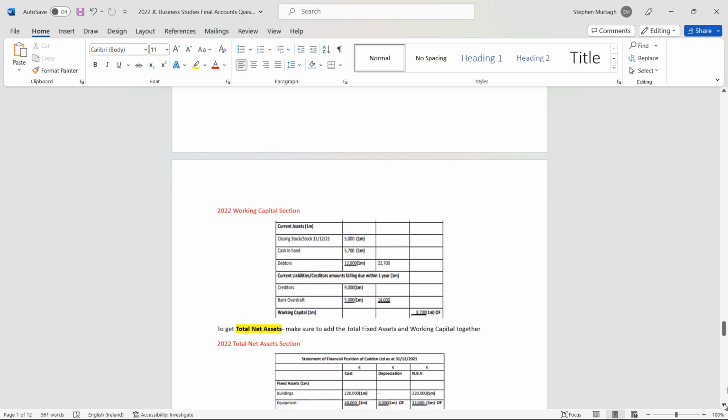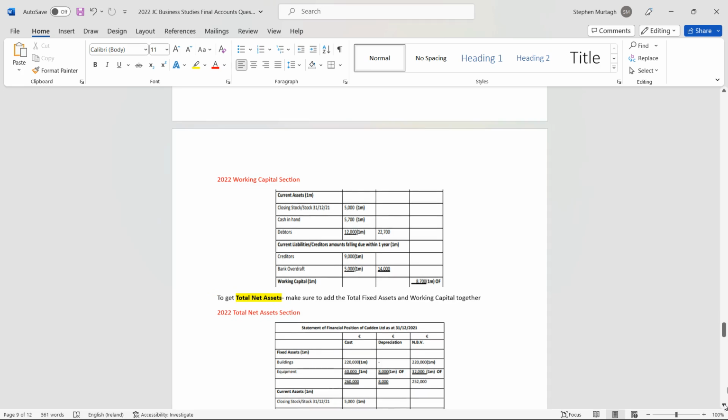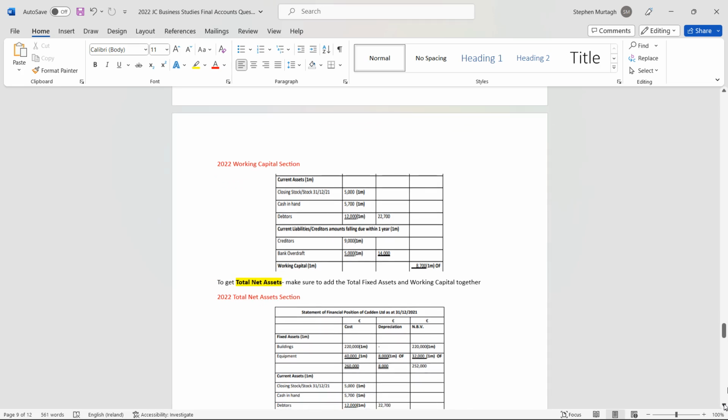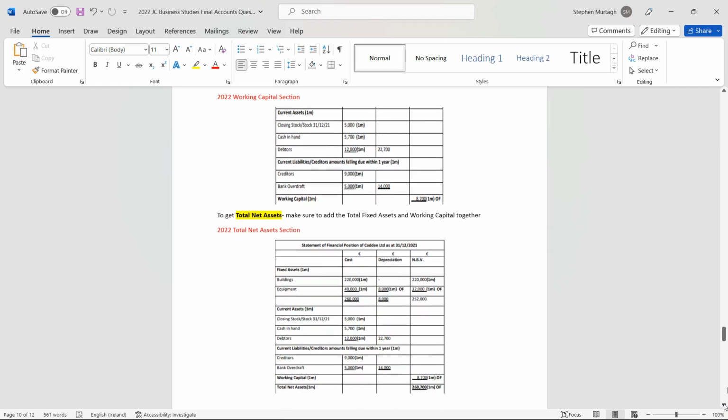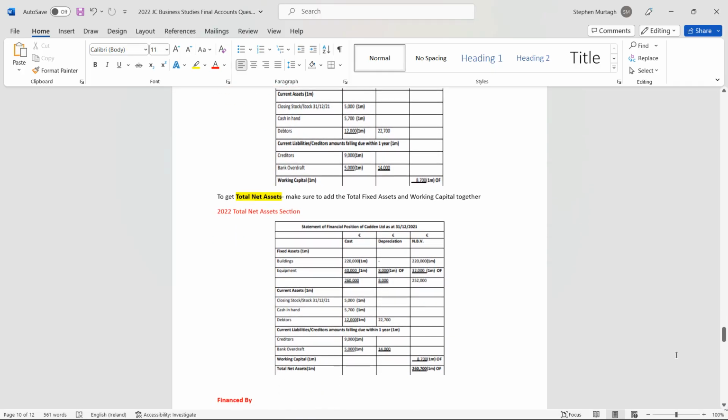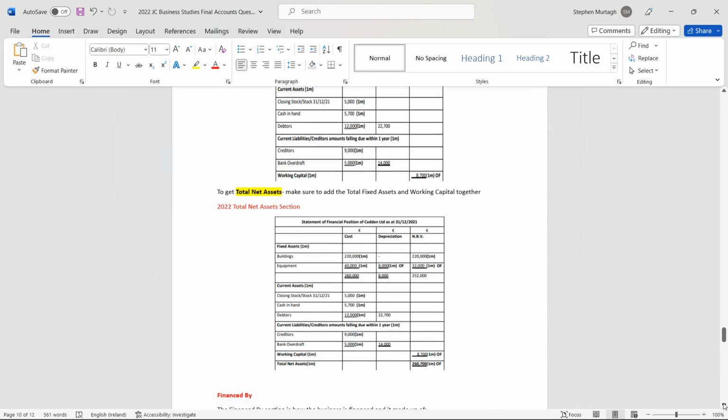Now, I have another note here. To get the next thing in the question, total net assets, all you do is add the total fixed assets and working capital together. So you can see here the 252,000, which is here, plus working capital 8,700, which is here. Adding those 2 numbers together, you get 260,700 euro.